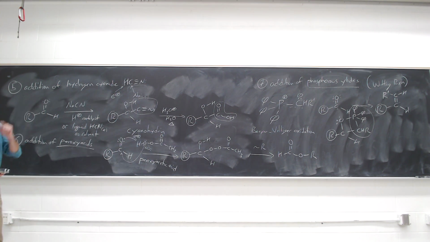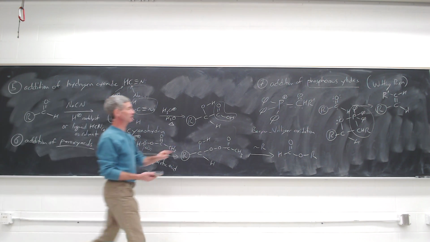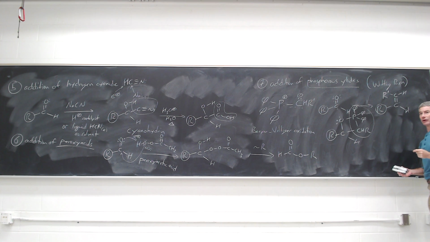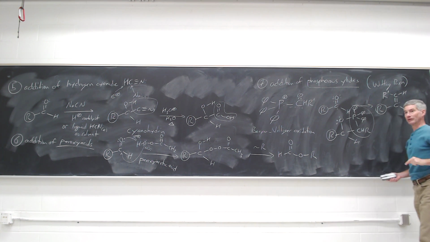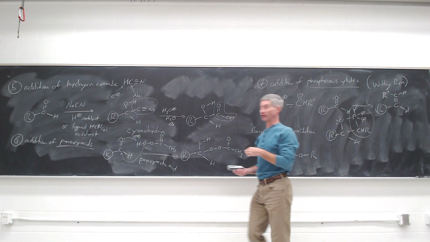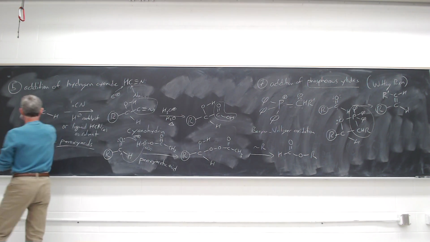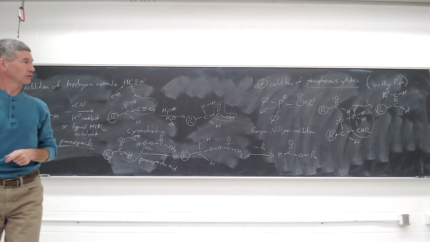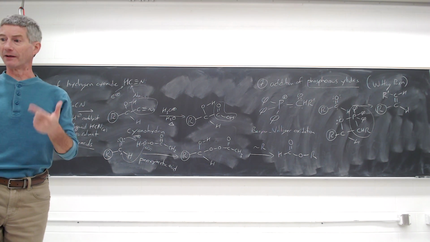You'll notice that I wrote the Z isomer of the alkene here. The Wittig reaction is not particularly stereoselective, but to the extent that it is stereoselective, it favors the Z isomer. So that's a quick summary intro video, and now we'll move on and look at each one of these.